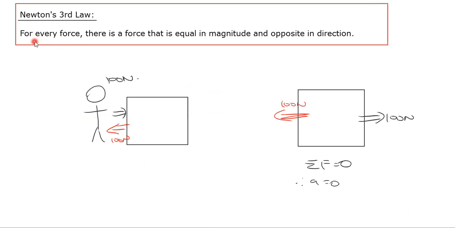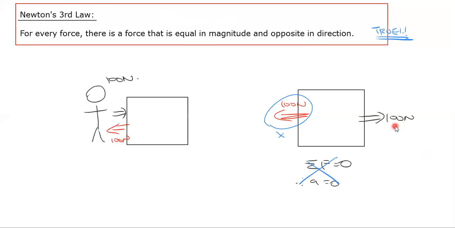Firstly, back to Newton's third law: for every force, there is a force that is equal in magnitude and opposite in direction. This statement is true. But many students think incorrectly that, okay, I push the box to the right by 100. According to this law, there is a force to the left by 100, which is true, by the way, but we'll talk about that in a moment. And then they go, that cancels out. This is where it starts getting wrong.